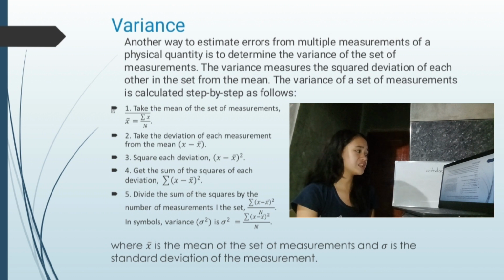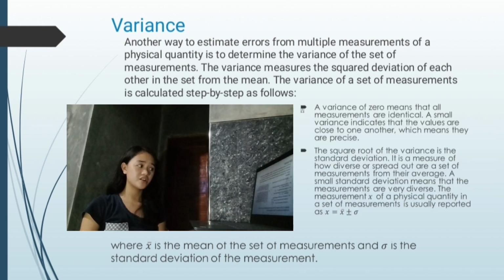First, take the mean of the set of measurements. Second, take the deviation of each measurement from the mean. Third, square each deviation. Fourth, get the sum of the squares of each deviation. And fifth, divide the sum of the squares by the number of measurements. A variance of 0 means that all measurements are identical. A small variance indicates that the values are close to one another, which means they are precise.